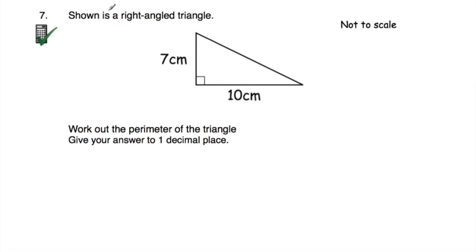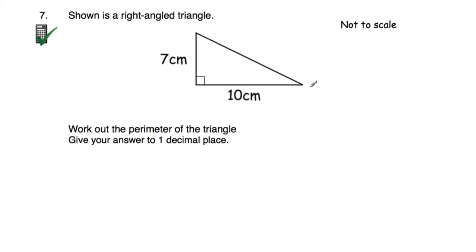So question number 7 says, shown is a right angle triangle. We've got this right angle triangle, and the height of it is 7 centimeters, and the base of it is 10 centimeters. And we've been asked to work out the perimeter of the triangle and to give our answer to 1 decimal place. So we want to find the perimeter, and remember, to find the perimeter of a shape, we add up around the outside of the shape.